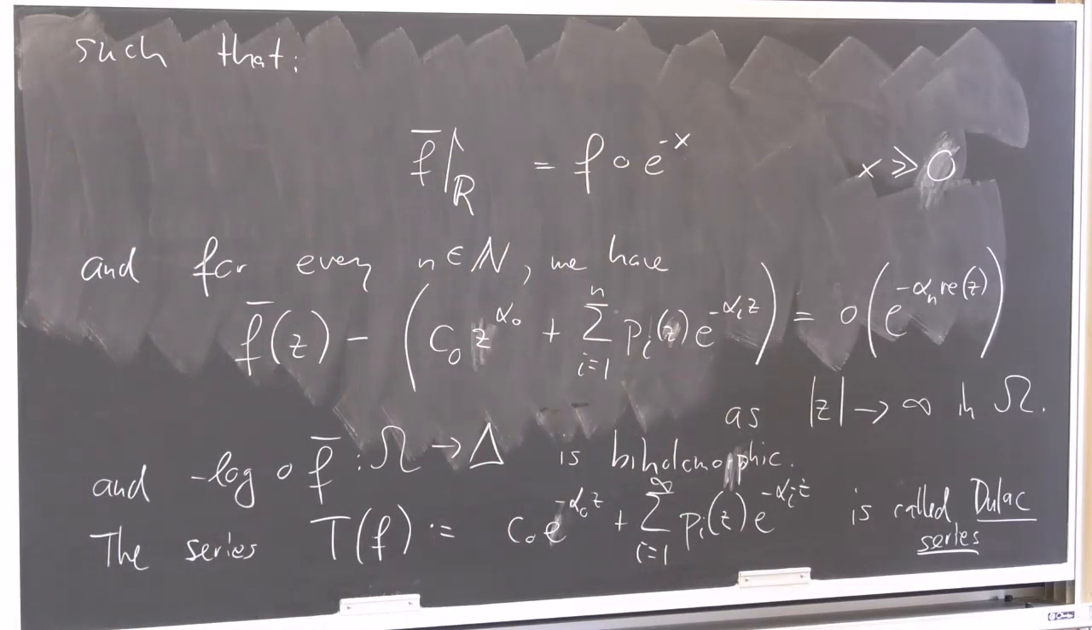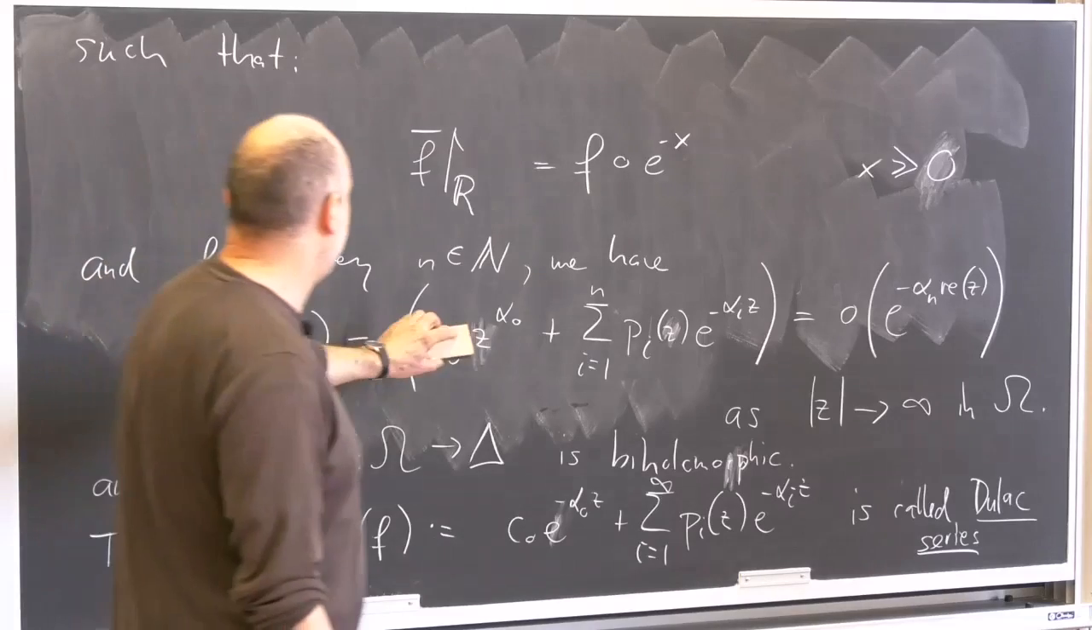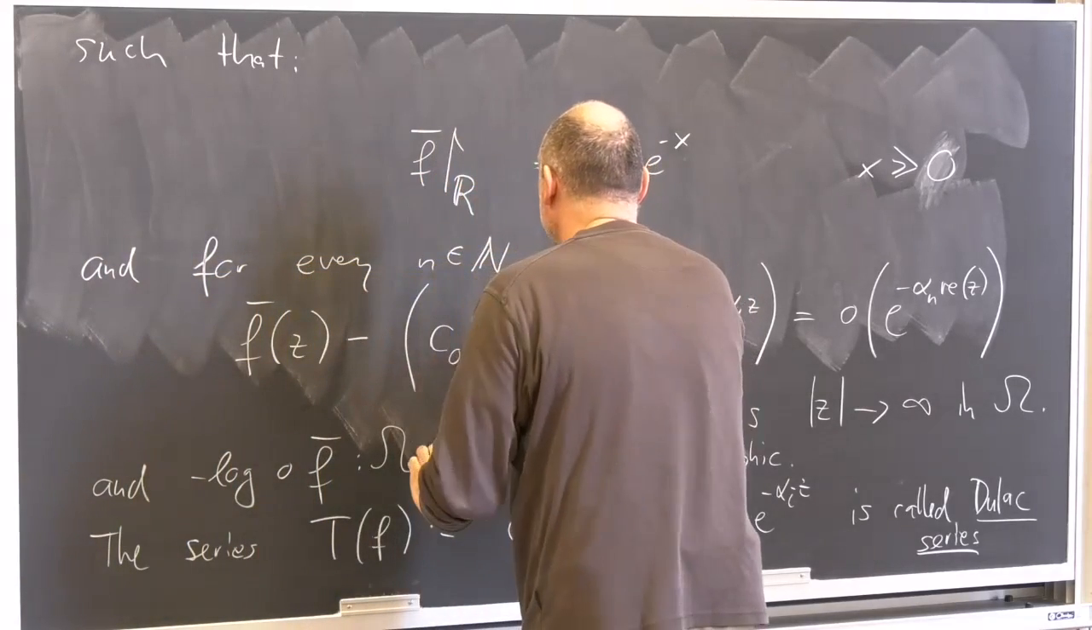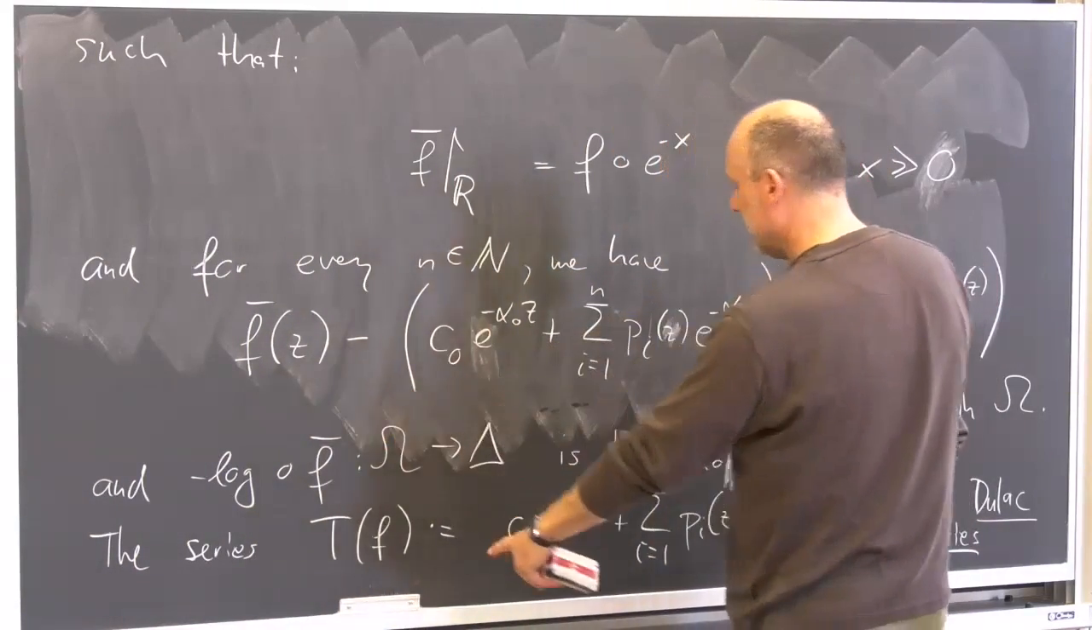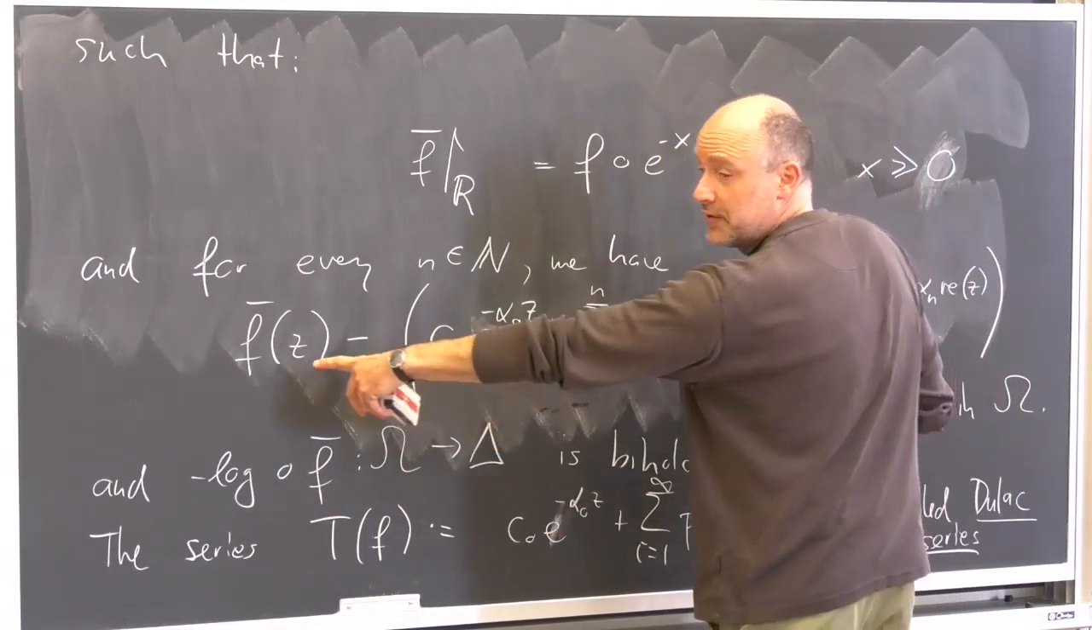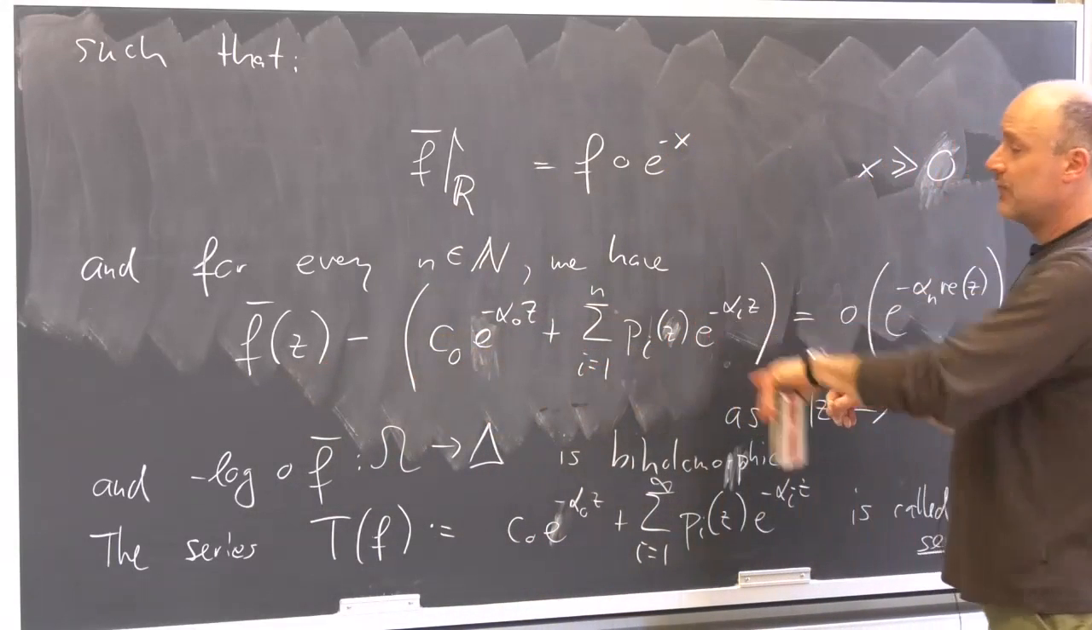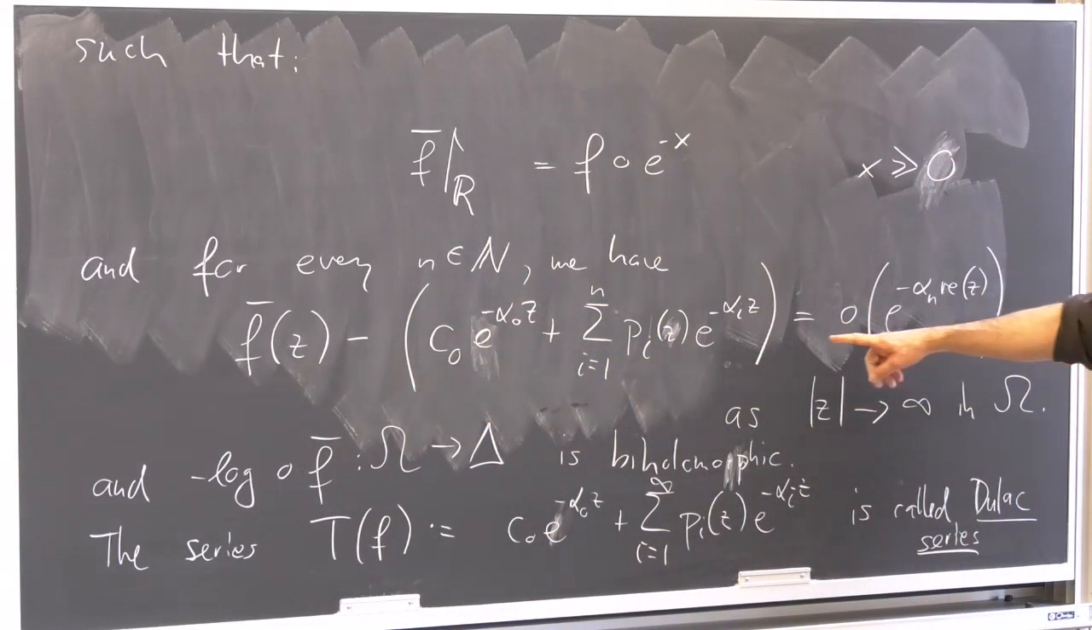First, in the previous part, you have e to the power minus alpha 0, and then the sum runs up to n, not infinity. Here I'm telling you that this series is an asymptotic expansion of f bar, which means for every n you have this relationship, on the domain.